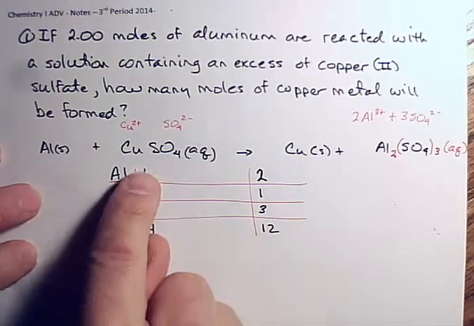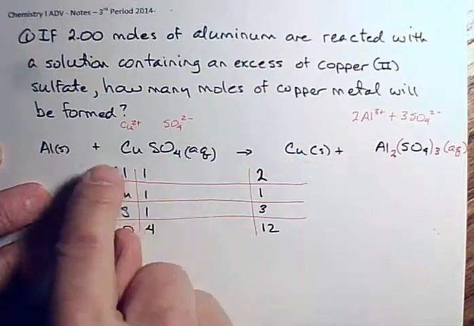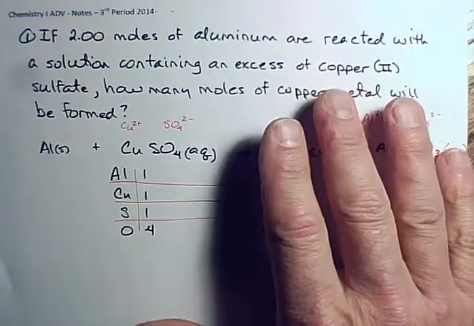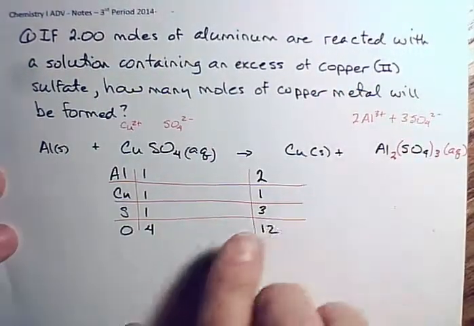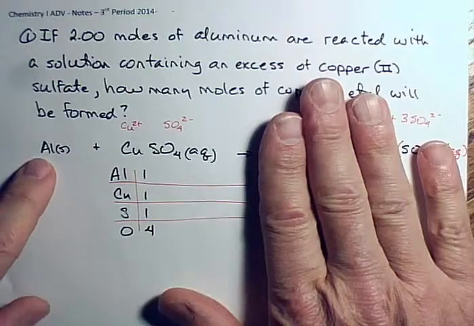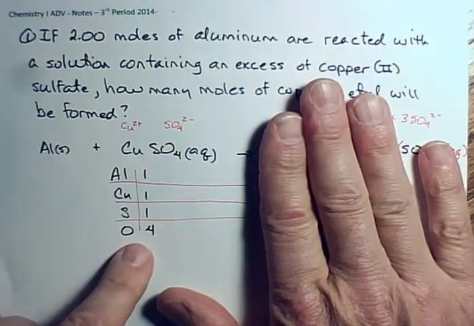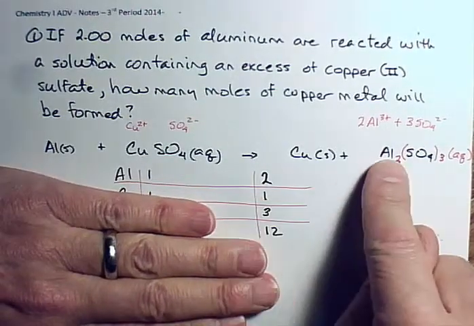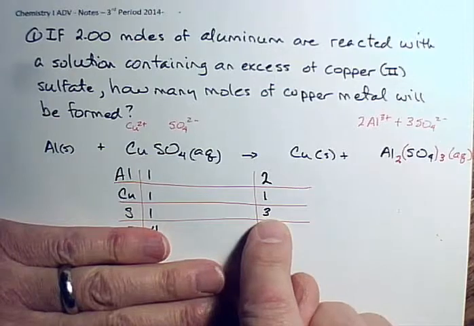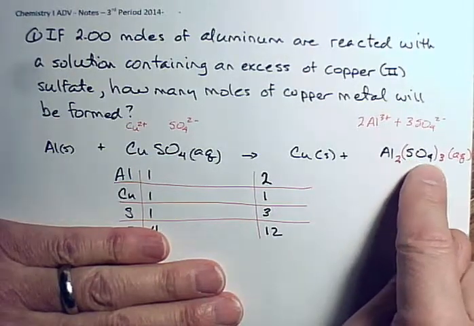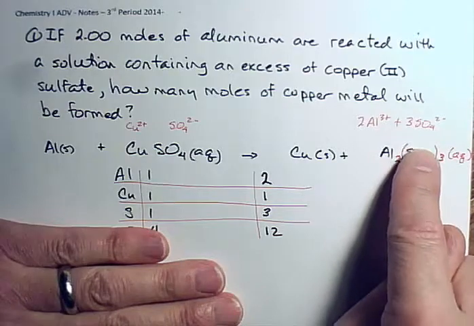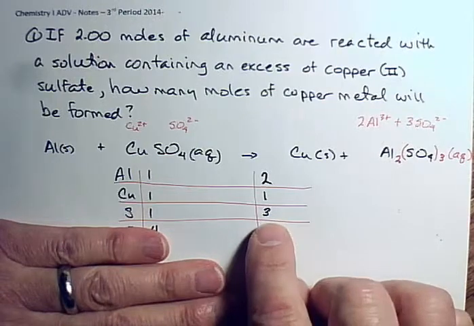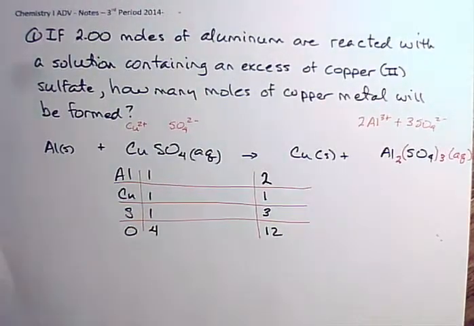All right, so you write first the number of each atom you have in both sides of the equation. On the left side of the equation, we have 1 aluminum, 1 copper, 1 sulfur, and 4 oxygens. And on the right side of the equation, you've got 2 aluminums, 1 copper, 3 sulfurs. That's because this sulfate ion, this polyatomic ion, is inside of parentheses, and the 3 outside is multiplying everything inside. That's 3 sulfurs, but 12 oxygens.